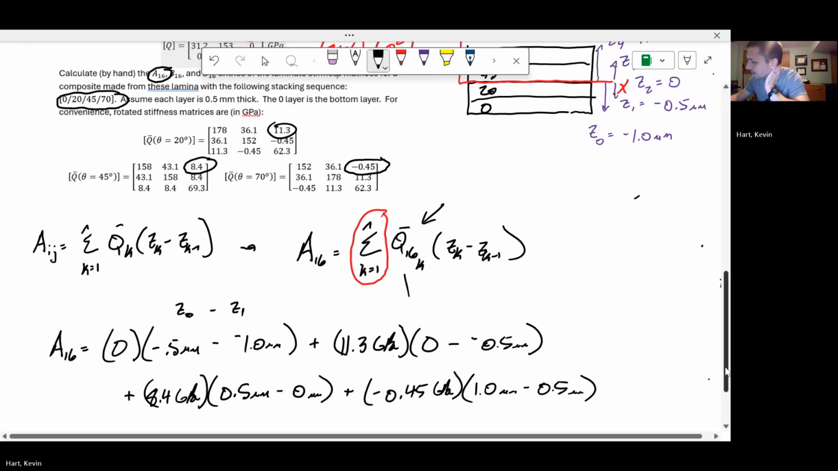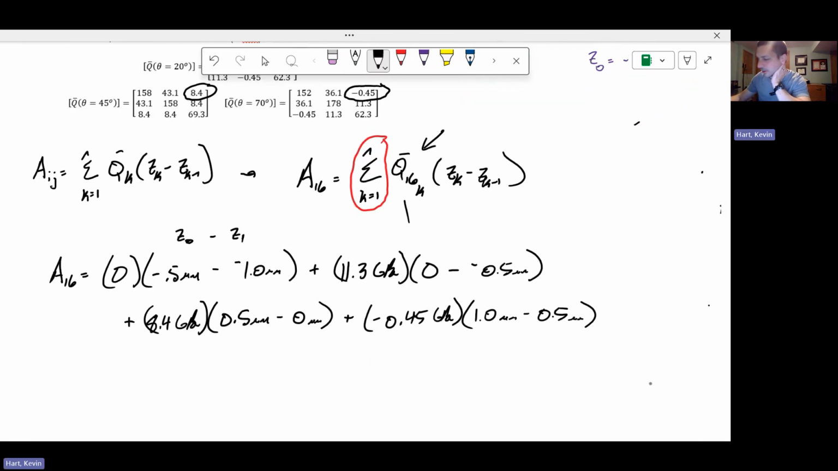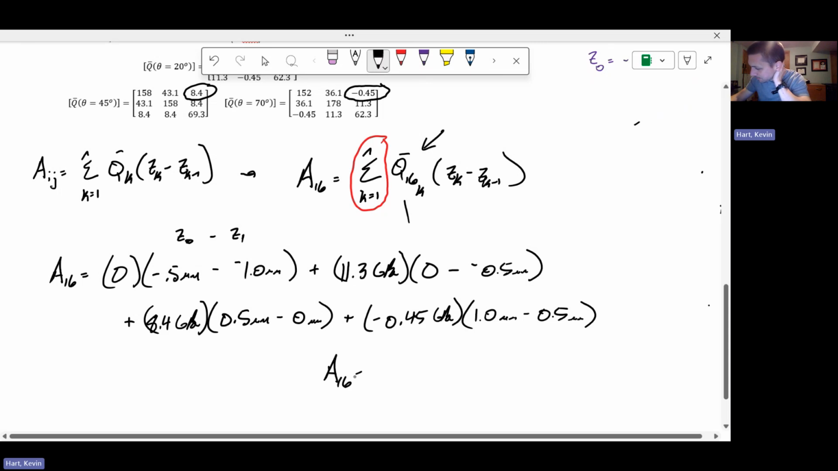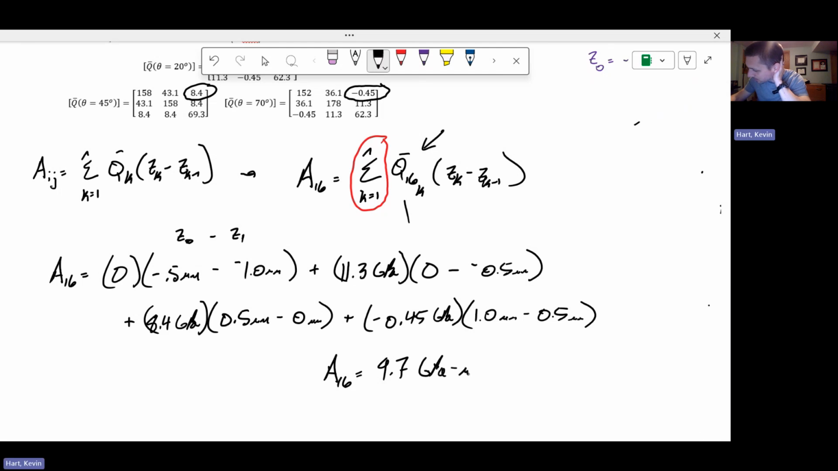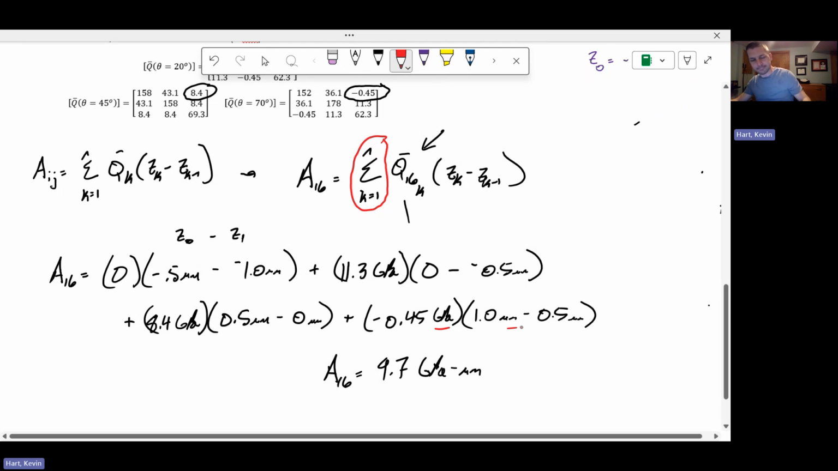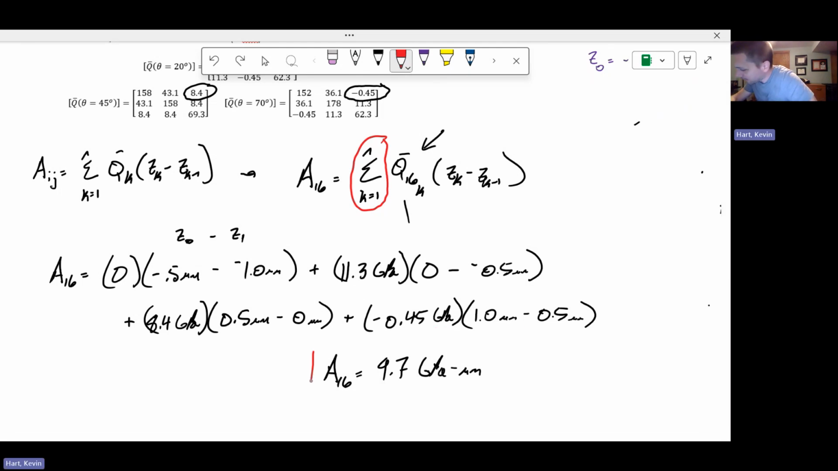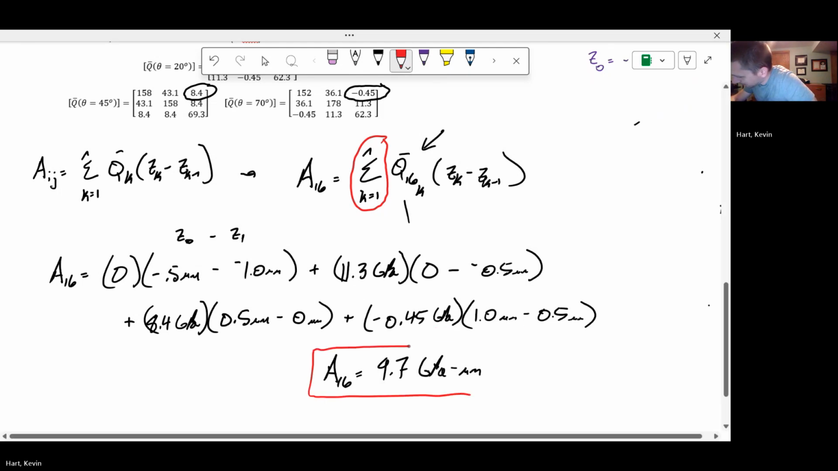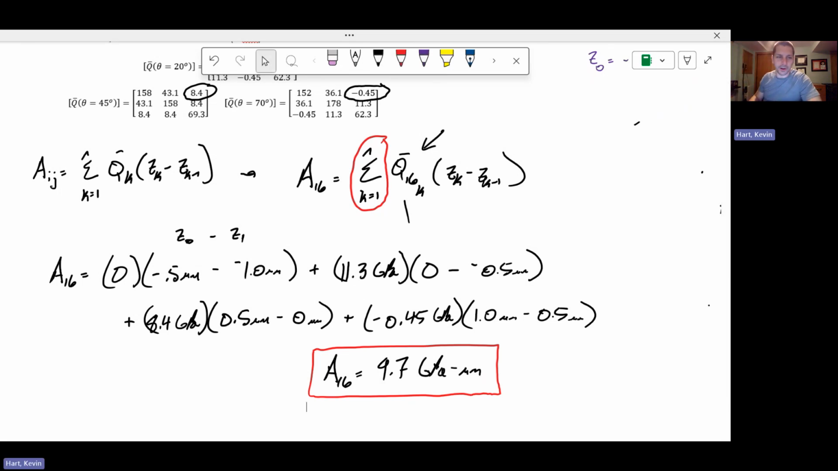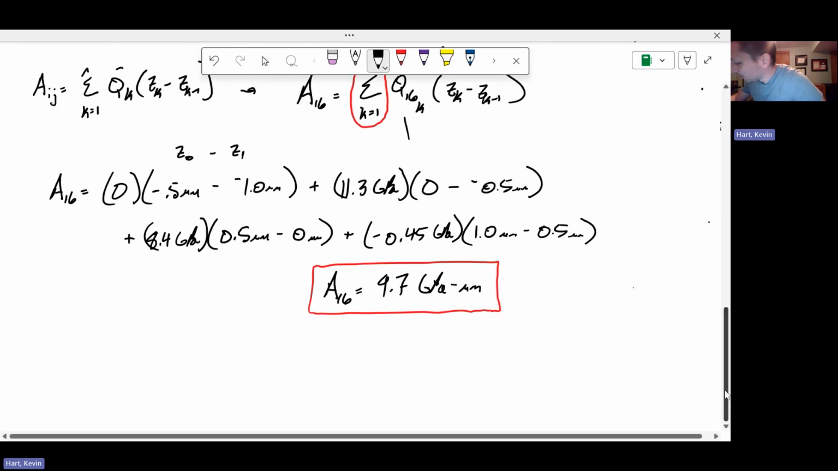Right? Okay, so you work through all this, crunch the numbers, add up all these contributions, and you'll get A16 equal to 9.7 GPa millimeters. So we see a GPa millimeter unit here. All right, so that is the A16 entry. You can work through similar calculations for B16 and D16. So let's do that. Let's get the definitions of them in here.